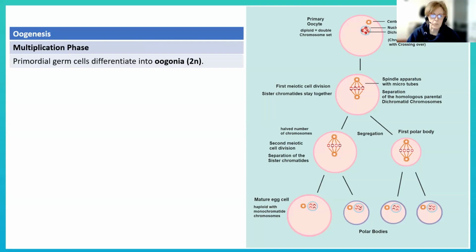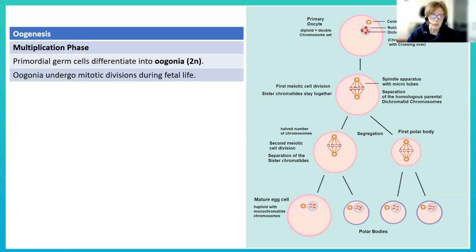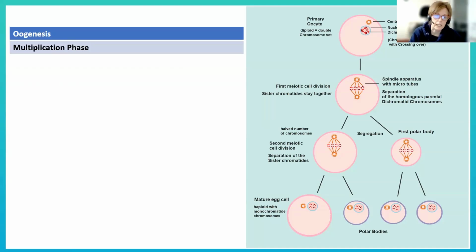So let's have a look. Multiplication phase. We've got these germ cells, the primary cells, with the normal number of chromosomes, 46, and they're going to undergo mitotic division. This is the multiplication phase, which is what happens once we've gone through fertilization.